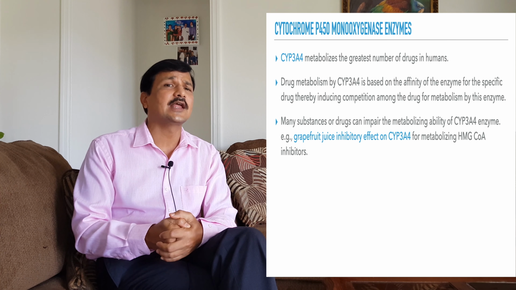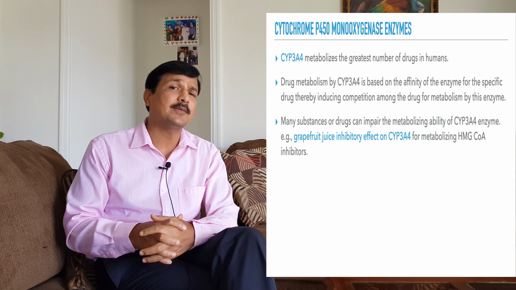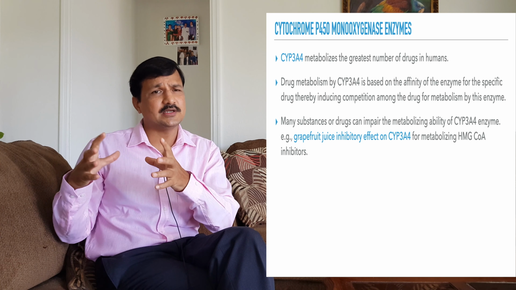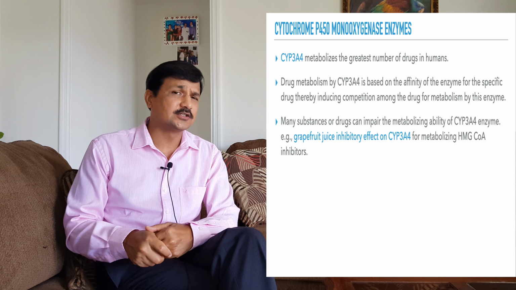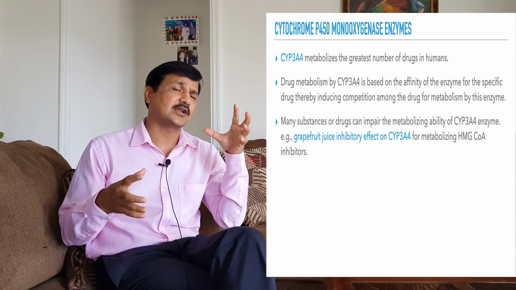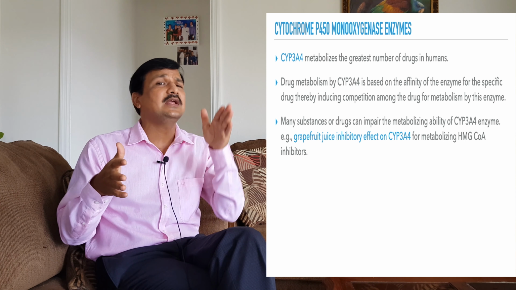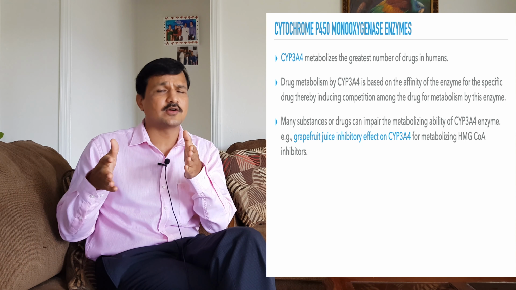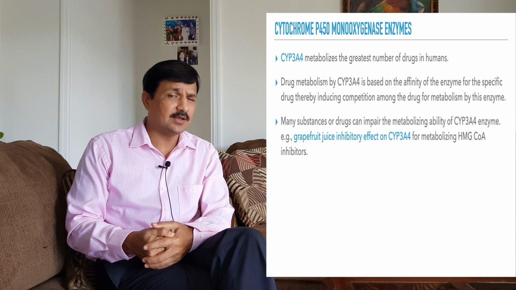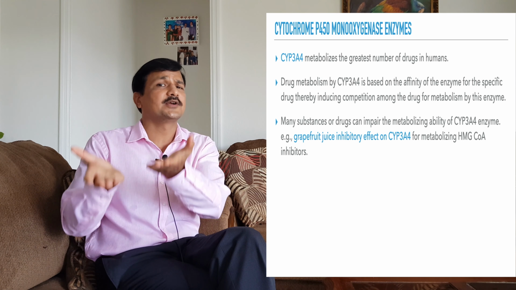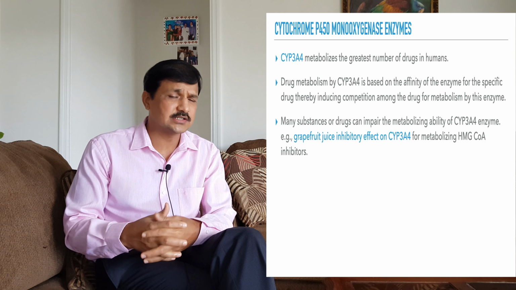An example given here is grapefruit juice. Grapefruit juice has an inhibitory effect on CYP3A4. Also note that the CYP3A4 enzyme is involved in the metabolism of HMG-CoA reductase inhibitors. So, whenever a person has taken grapefruit juice and HMG-CoA reductase inhibitors like statins, there can be an inhibitory effect of grapefruit juice on CYP3A4, which is actually metabolizing HMG-CoA reductase inhibitors. So, the drug levels can be increased. It can lead to toxic levels and adverse effects because of that.